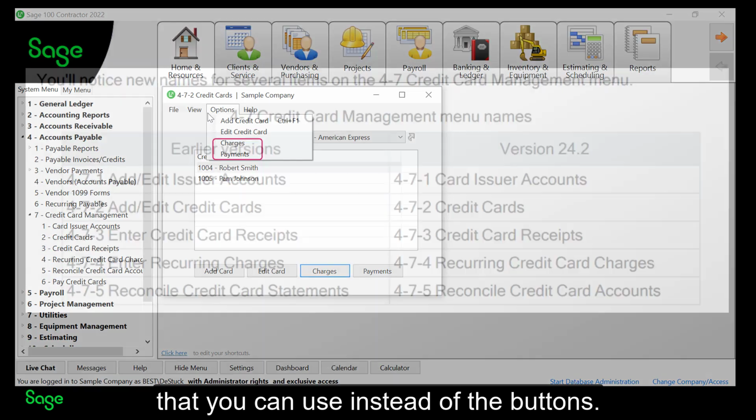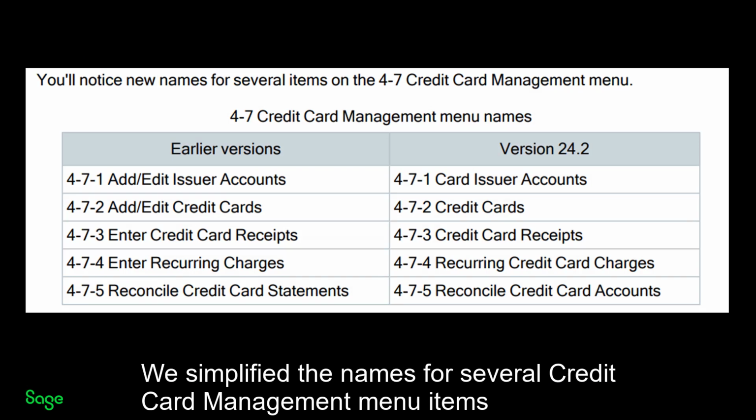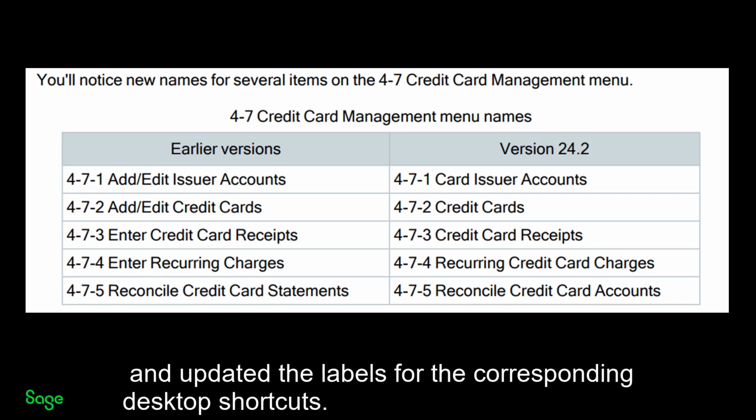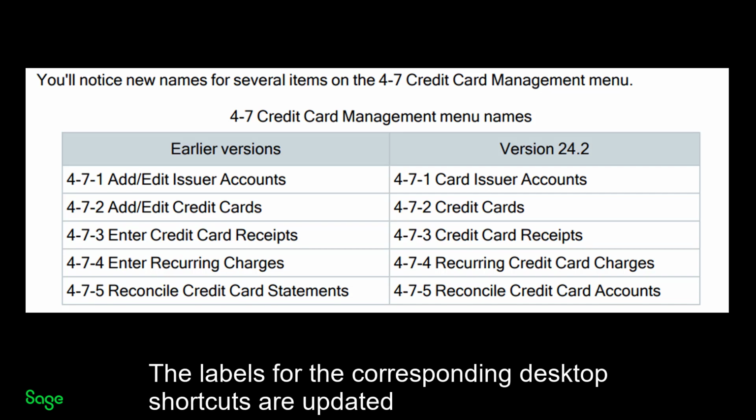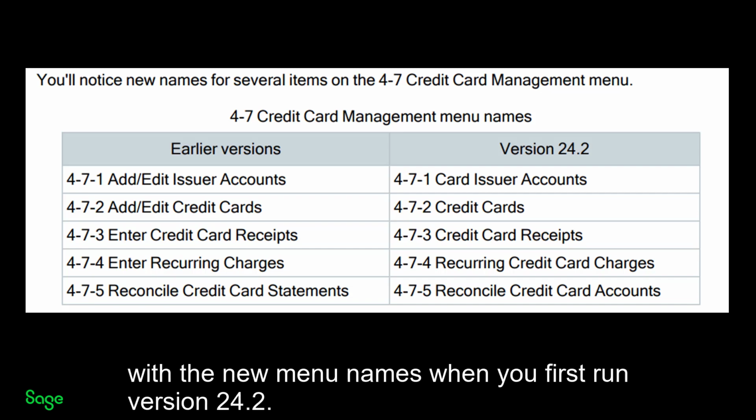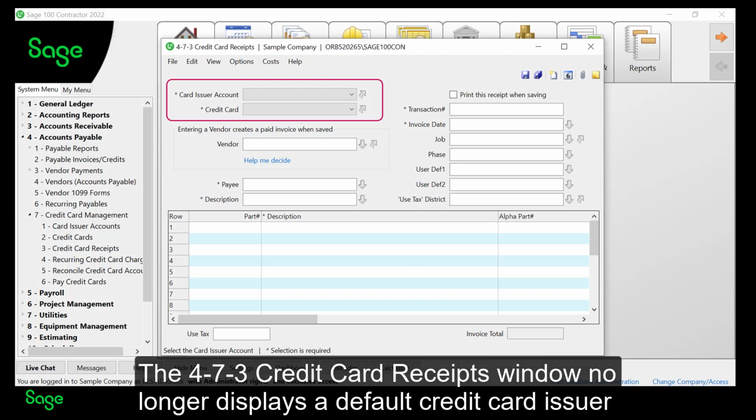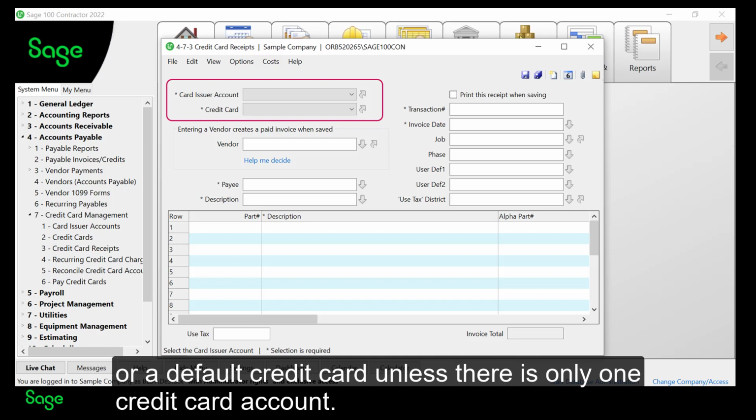We simplified the names for several credit card management menu items and updated the labels for the corresponding desktop shortcuts. The labels for the corresponding desktop shortcuts are updated with the new menu names when you first run version 24.2. The 473 Credit Card Receipts window no longer displays a default credit card issuer or a default credit card unless there's only one credit card account.